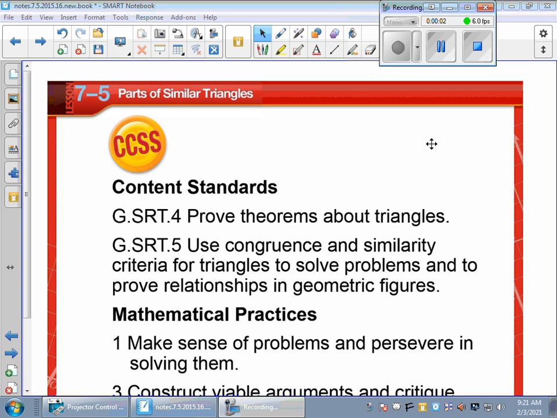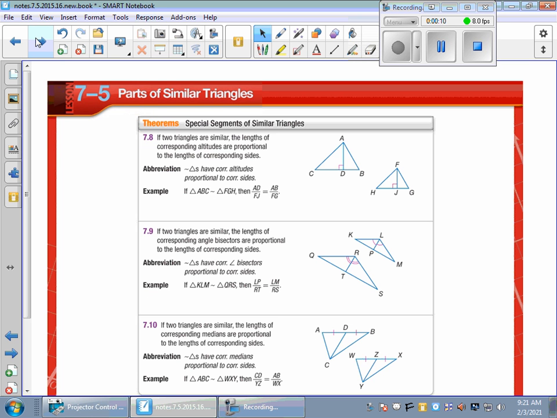All right, folks, here we go. So today we're working on section 7.5. And with section 7.5, we are working with parts of similar triangles. So building off of some of the things we've been working with before and reviewing some of the vocab terms that we learned before. So, special segments of similar triangles.